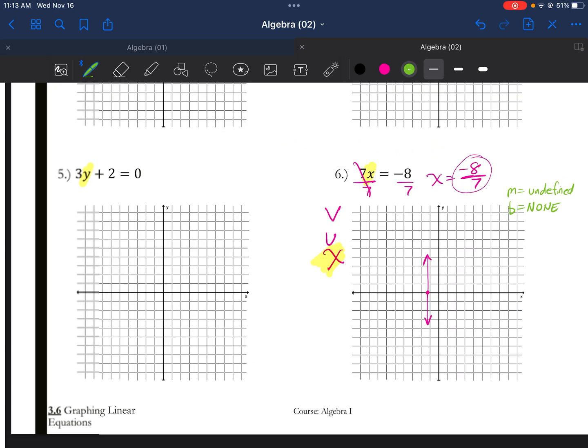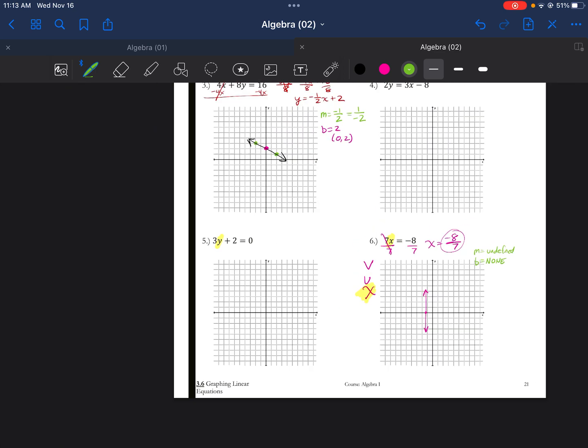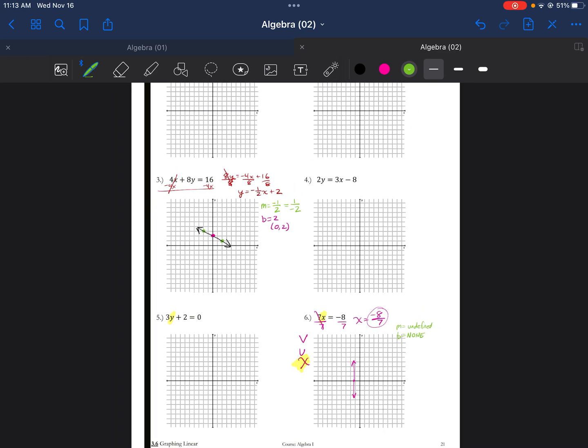So special cases, even if I ask you to graph them here, you should still be able to rearrange it to be able to graph it going through those steps. Go ahead and continue with your practice.